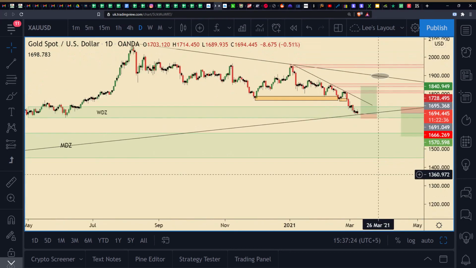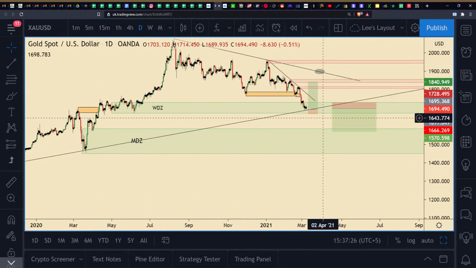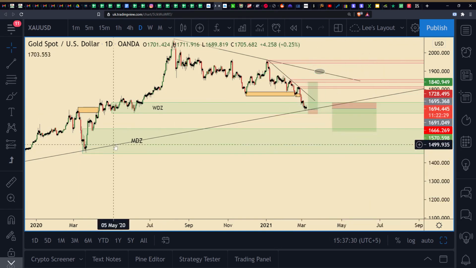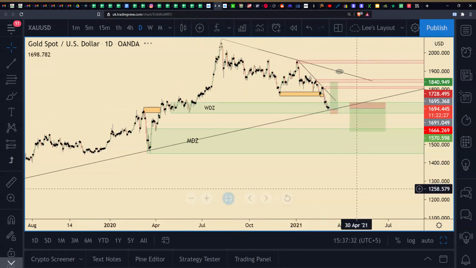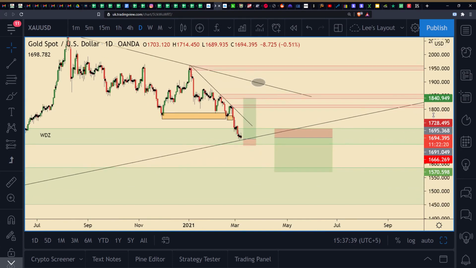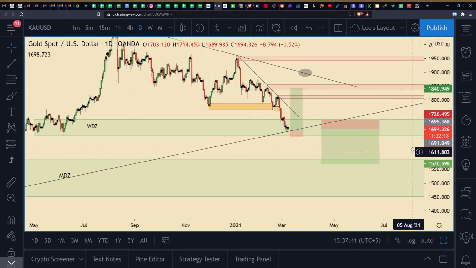If we do drop through this long-standing weekly trend line, then I will be looking to sell on the retest down to this monthly demand zone. So this is probably the last chance I want to throw a buy in right now. Risk small, 1%. And see where we go from there.